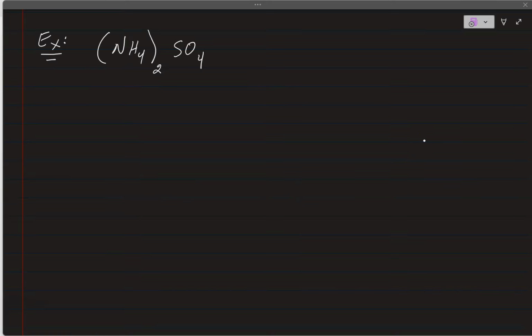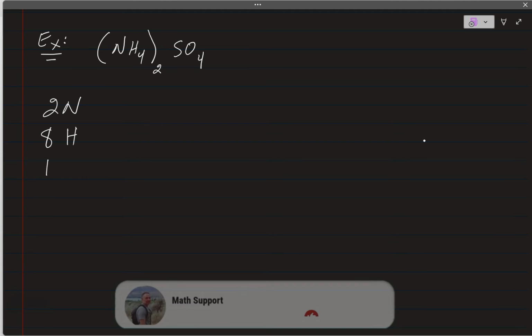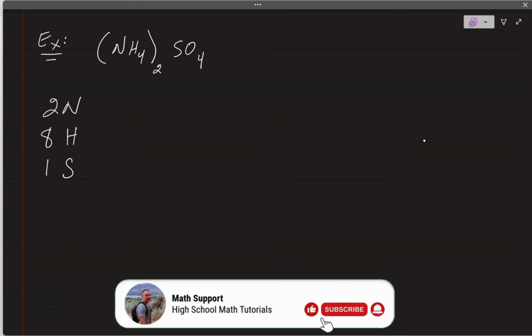So how many nitrogen do we have? This is 2 outside of this bracket, so there will be 2 nitrogens. How many hydrogen? 2 times 4, that's 8 hydrogen. Then here we have 1 sulfur, and then oxygen, we have 4 oxygen. That's what we have, okay?